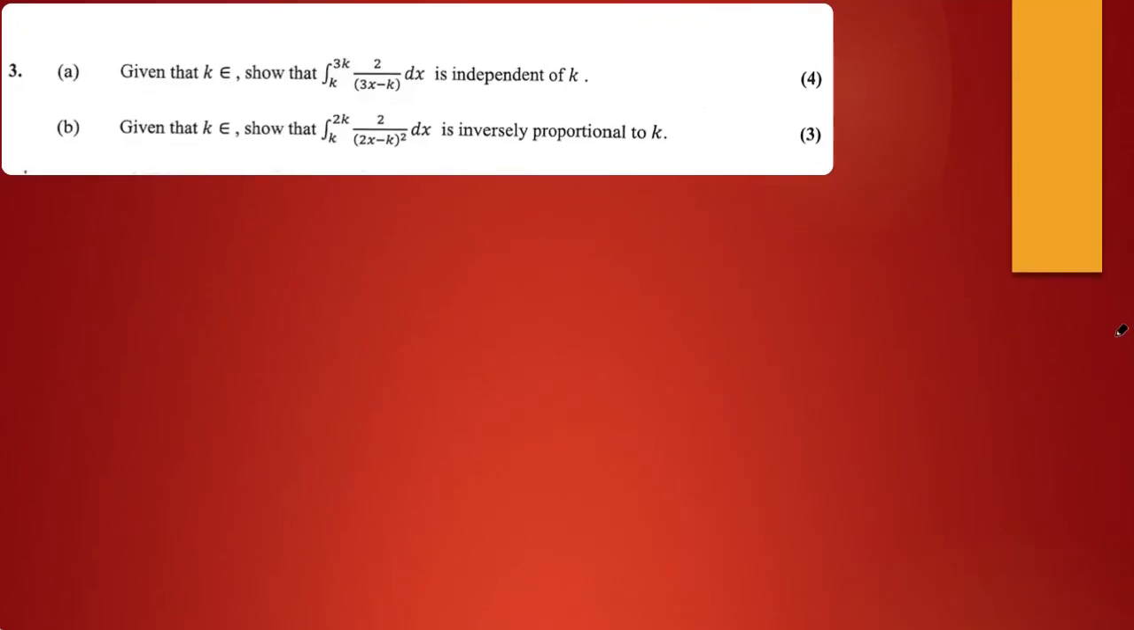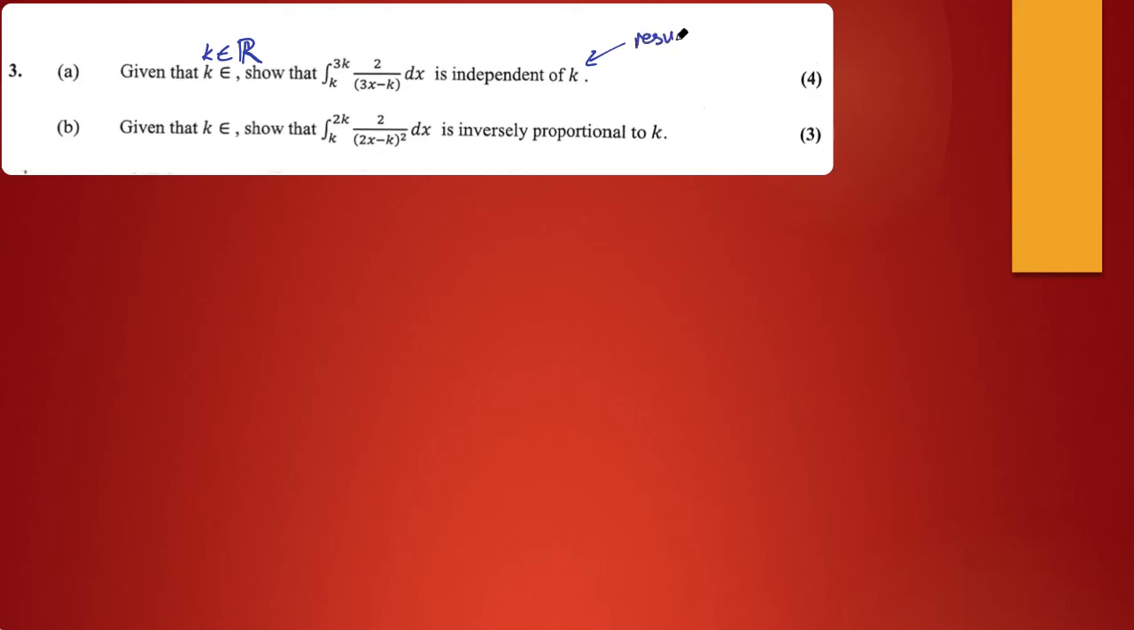Okay, so in question 3, I think there's a bit of a misprint. This should say that given that k is a member of the set of real numbers, k is a real number, otherwise it doesn't really make sense. But anyway, we can still do the question. Show that the integral from k to 3k of 2 over 3x minus k with respect to x is independent of k. And this means that I'm hoping for my result not to have any k in it.